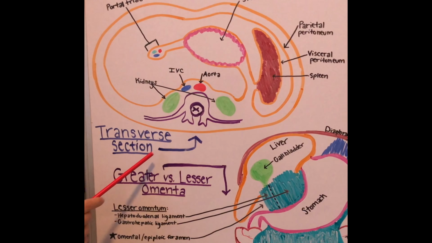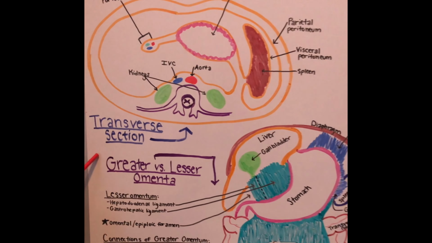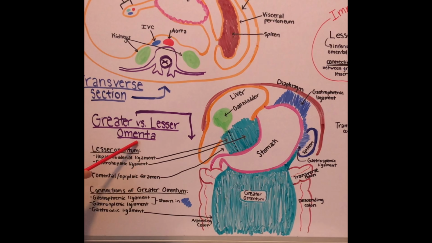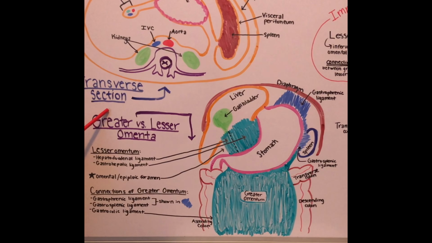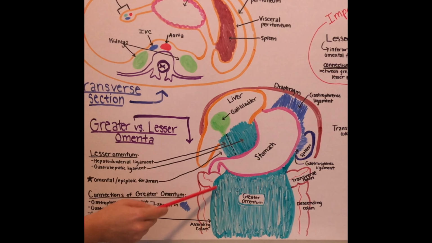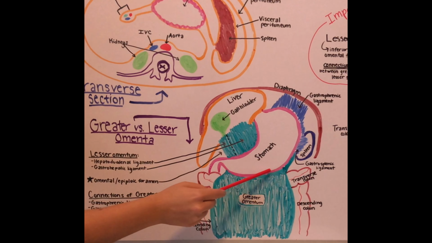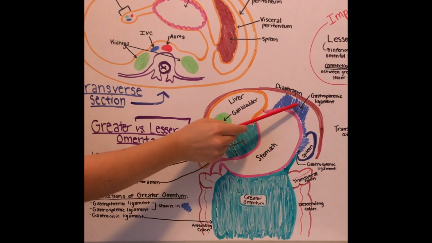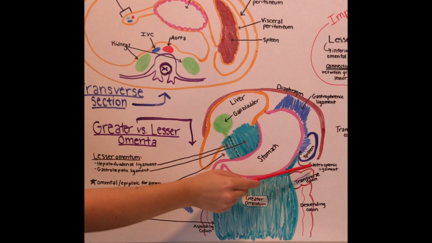The folds and layering of the peritoneum form several anatomical landmarks. An omentum is a double-layered extension of the peritoneum. We'll focus on two, the greater and lesser omentum. The greater omentum extends inferiorly from the greater curvature of the stomach and covers most of the underlying organs like an apron. Its connections are the gastrophrenic ligament, the gastrosplenic ligament, and the gastrocolic ligament.